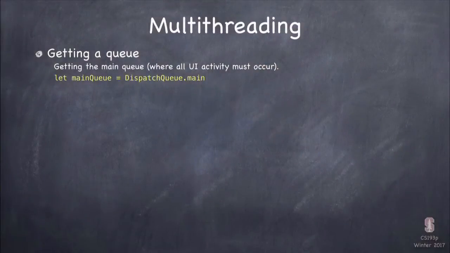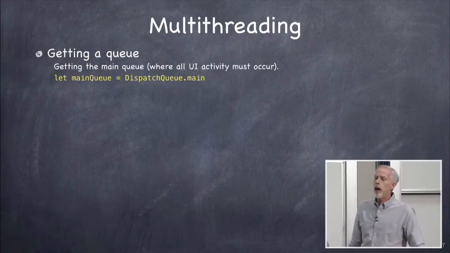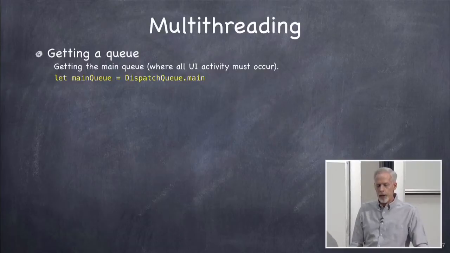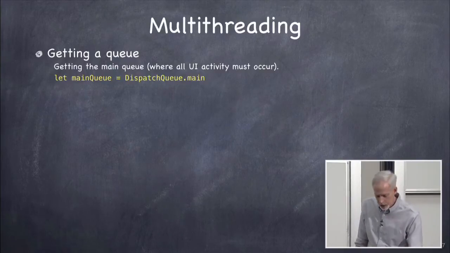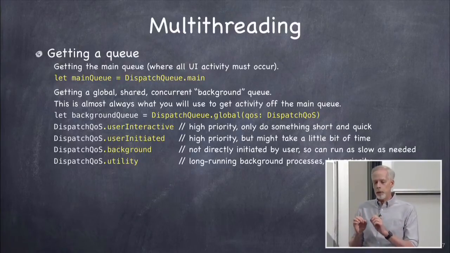Well, for the main queue, you just use DispatchQueue.main. Okay, it's a static var, a class var on the class DispatchQueue. And that's it. You have your main queue. Couldn't be easier. Now, getting one of these global concurrent queues is a little bit more work.